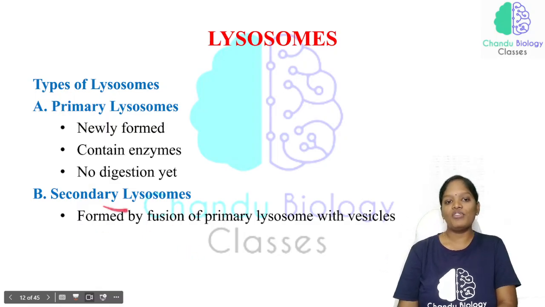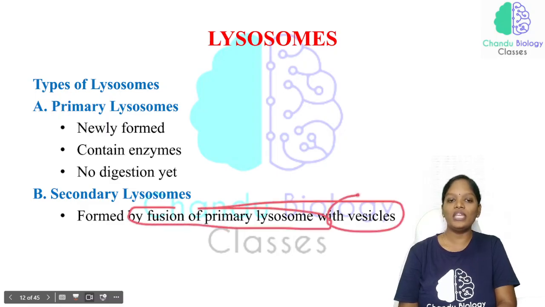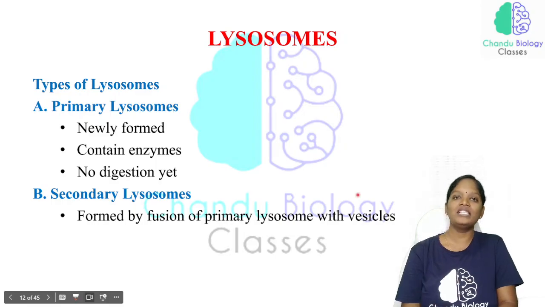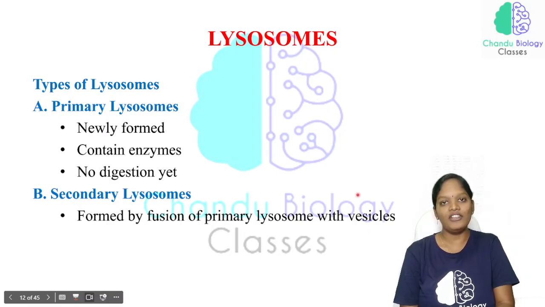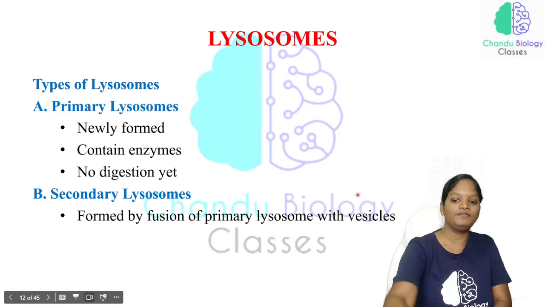The secondary lysosome is formed by the fusion of a primary lysosome with vesicles. Whenever a vesicle is fused with the primary lysosome, it results in the formation of a secondary lysosome. So vesicles play a crucial role in the formation of the rough endoplasmic reticulum, Golgi complex, lysosomes and secondary lysosomes. This is crucial.